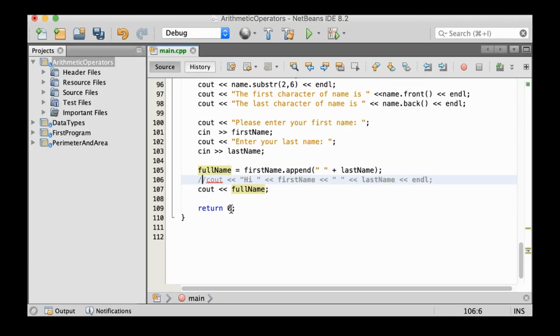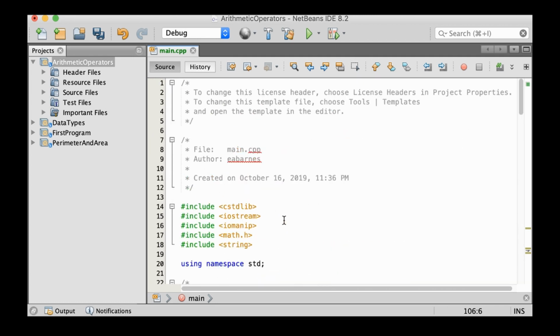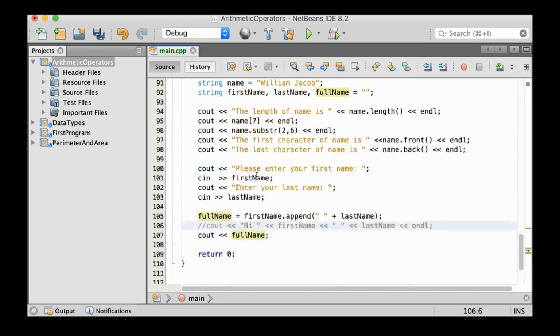Okay, so now we've seen how you can manipulate the string data type, which is also a preprocessor directive. Now, there are other preprocessors that I spoke about, which is math.h. This is a whole library that allows you to do some mathematical computation. For instance, you remember the program that we wrote here.